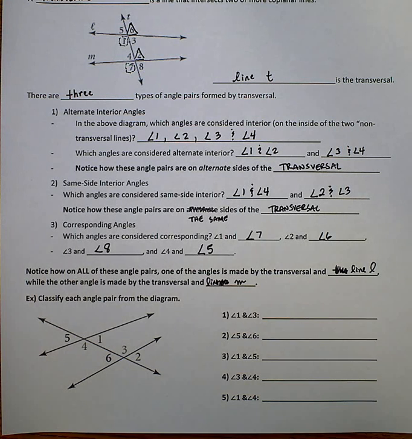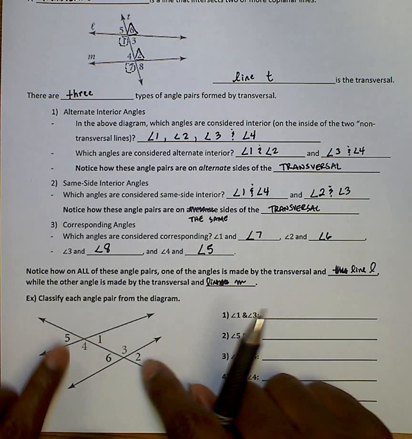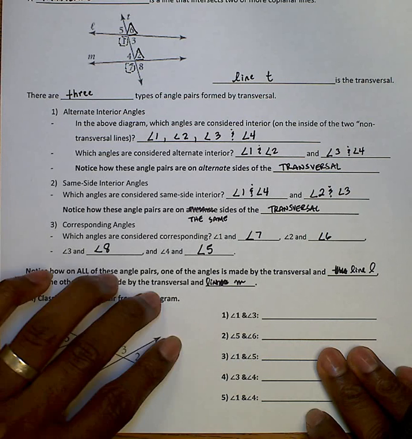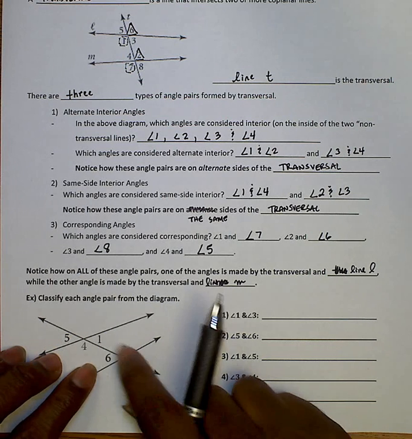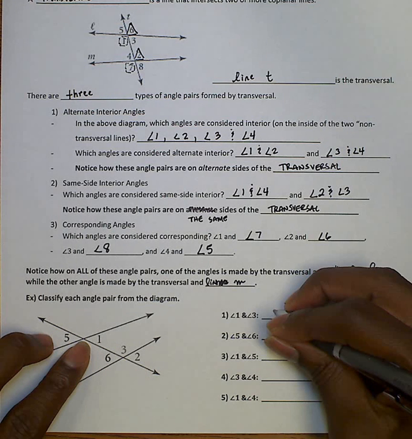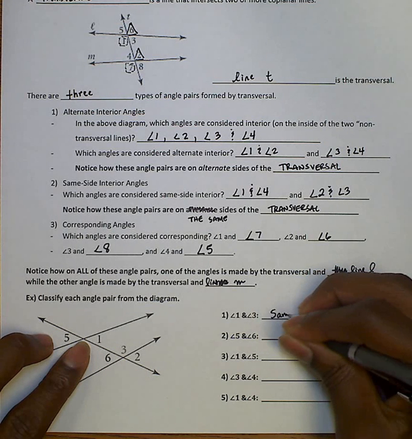All right. So let's classify each angle pair from the diagram. We have angle 1 and angle 3. We have transversal here, two lines that the transversal intersects. 1 and 3 are on the same side and inside. So they are same side interior angles.